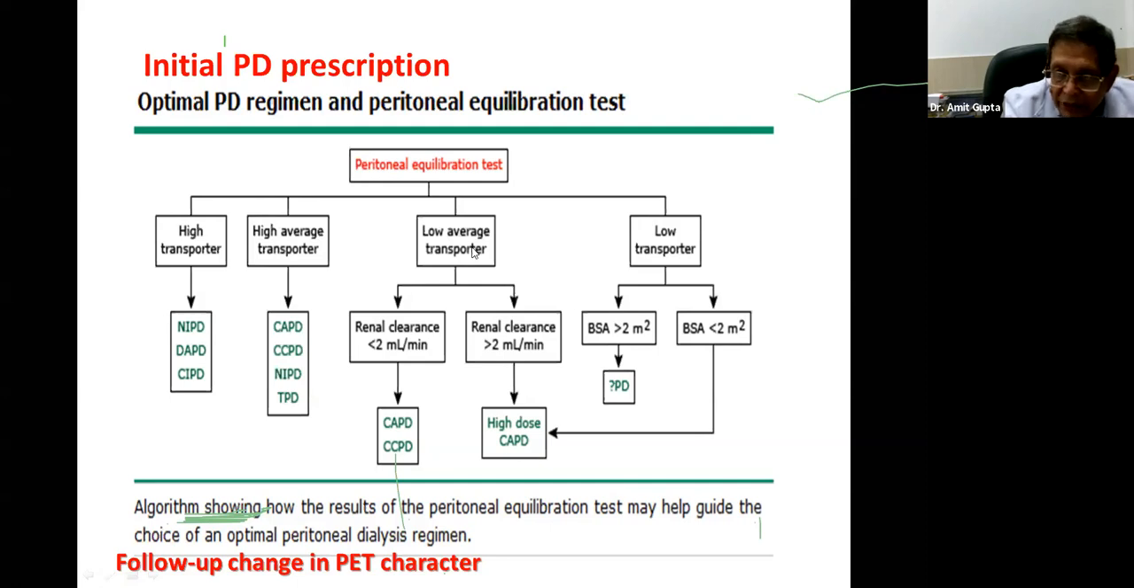If you have a low average transporter, and if your renal clearance is less than 2 ml per minute, then you can offer them either CAPD or CCPD. But if the renal clearance is more than 2 ml, you can offer them high dose CAPD. If you have a low transporter and the body surface area is less than 2 square meters, they can still go on CAPD with the higher dose. But those whose body surface area is in excess of 2 square meters may not be fit or suitable for peritoneal dialysis.